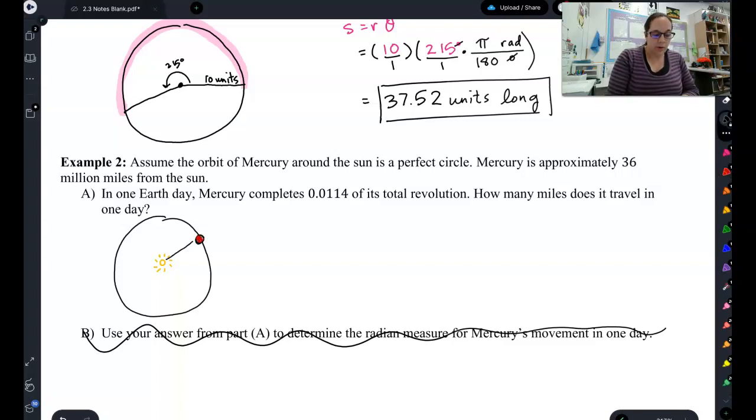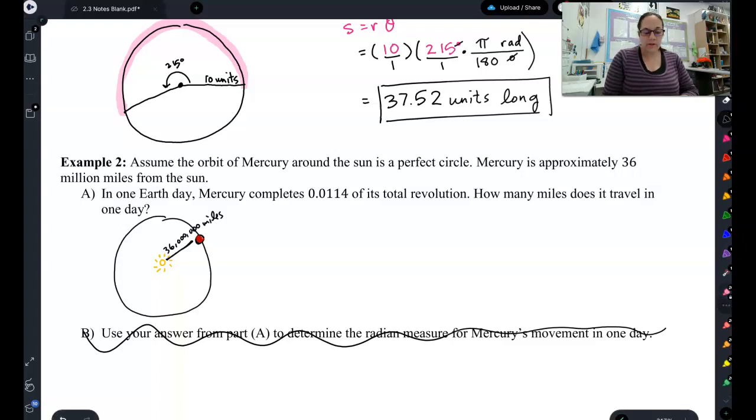And we know that Mercury is 36 million miles from the sun. Now we have in 1 Earth day, Mercury completes 0.0114 of its total revolution. How many miles does it travel in 1 day?